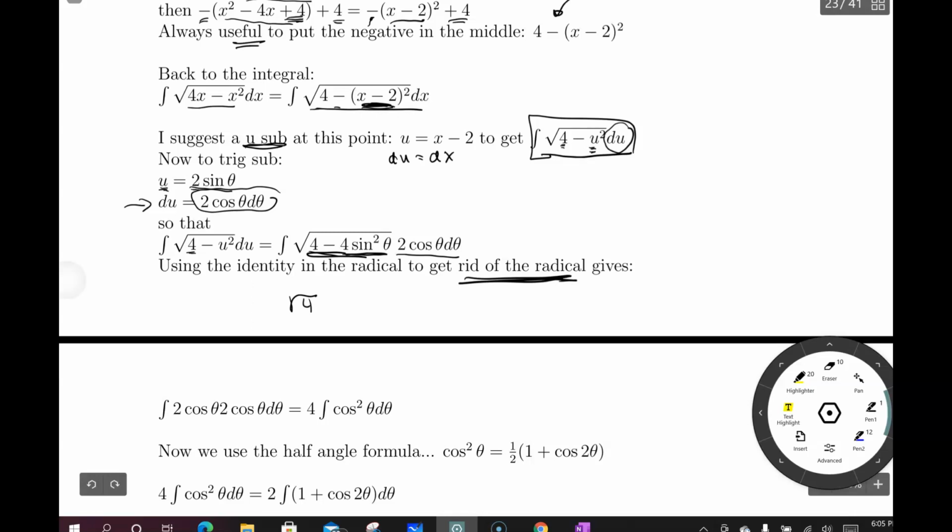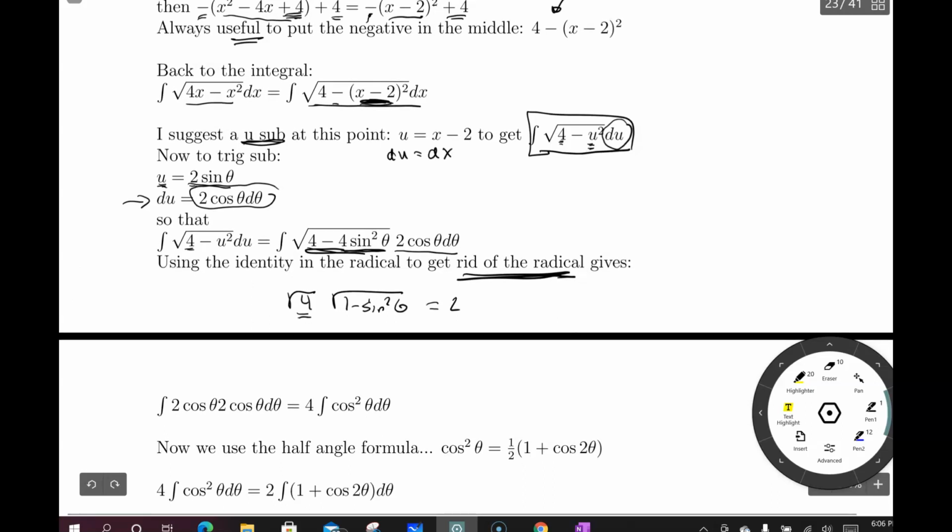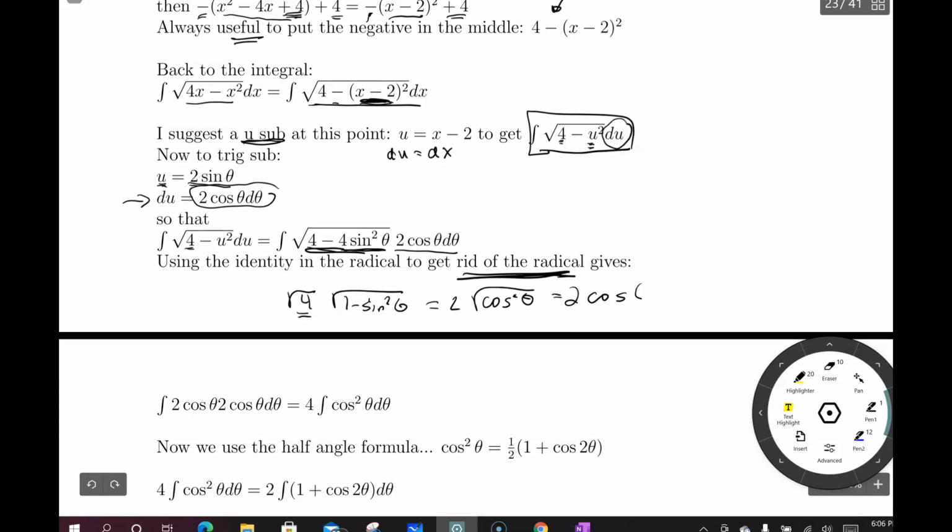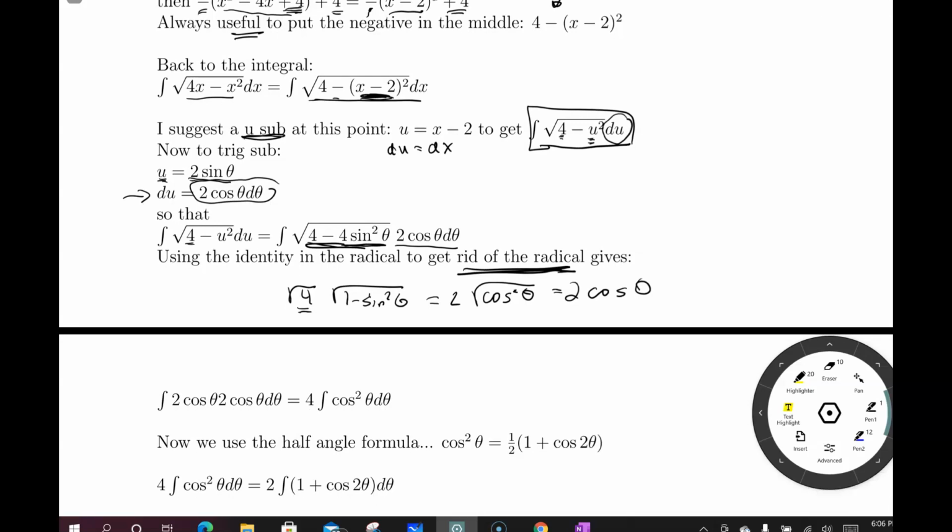So I can say root 4 root 1 minus sine squared, right? And then this turns into a 2, and this turns into a cosine squared underneath the radical. So underneath the radical, undoing the square gives me 2 cosine. So this here turns into 2 cosine theta. This 2 cosine carries along, and then the d theta. So now I get 4, pull the numbers on the outside, I get cosine squared.